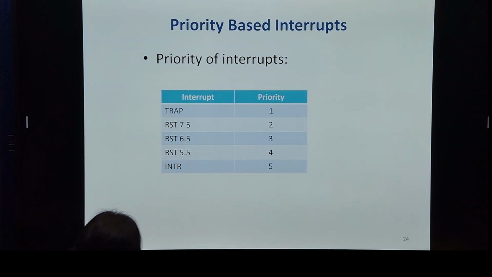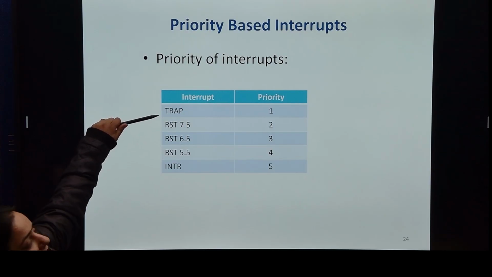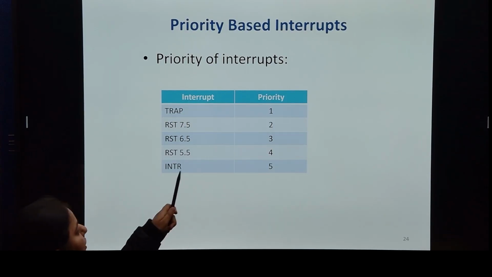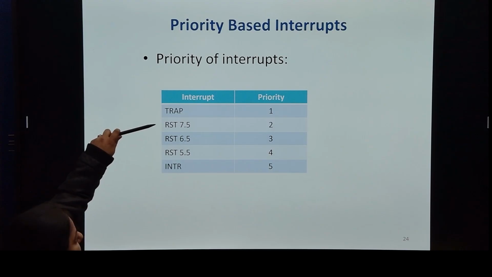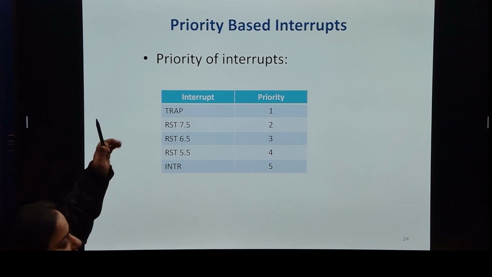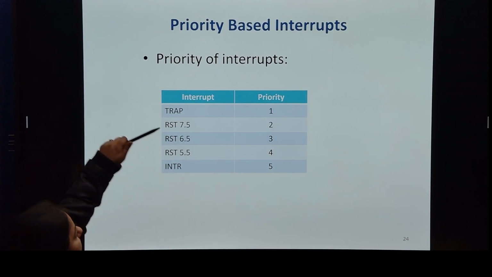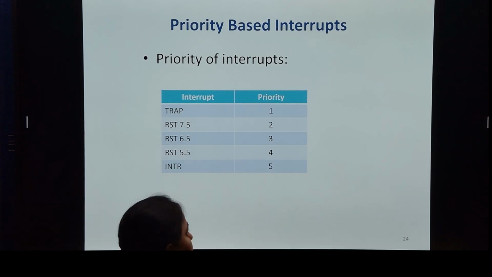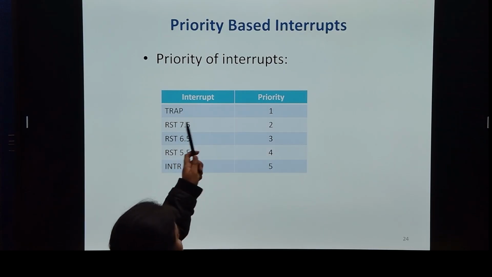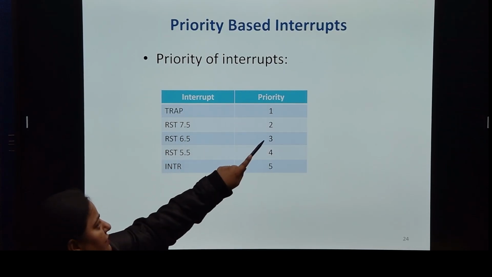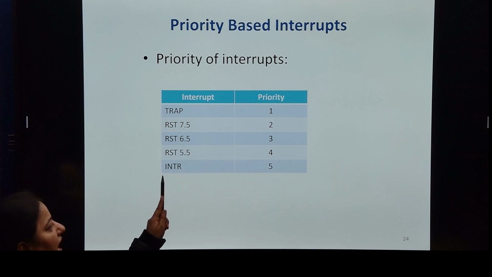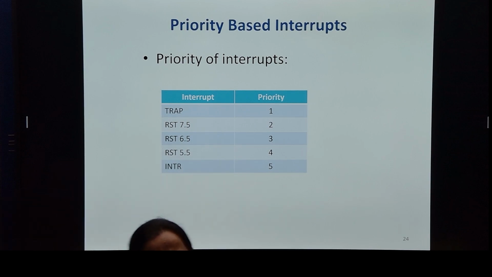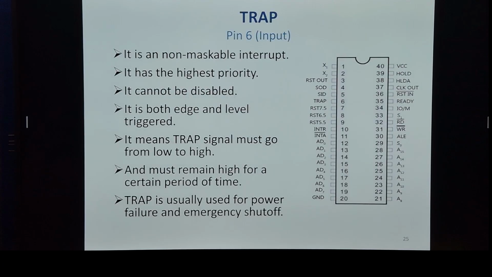The highest priority interrupt is trap and the lowest priority interrupt is INTR. RST 7.5, 6.5, 5.5 come in between. Trap is 1, RST 7.5 is 2, RST 6.5 is 3, RST 5.5 is 4, INTR is 5, the lowest priority. So these are your priority based interrupts.